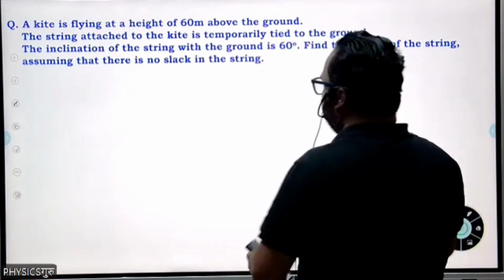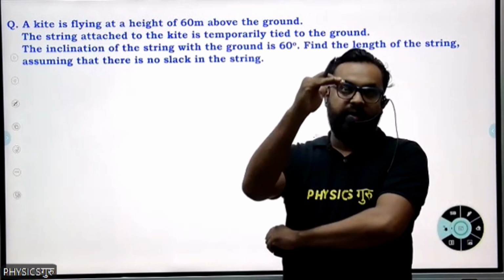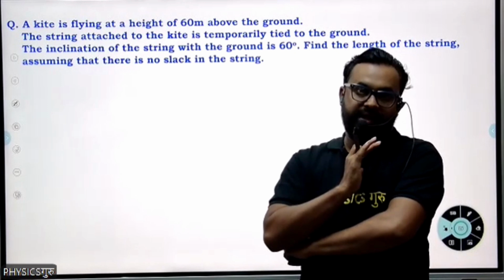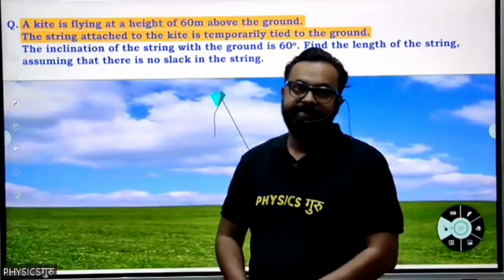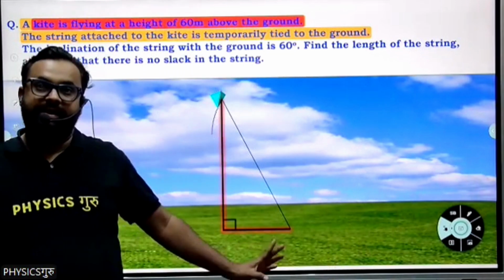The question says that a kite is flying at a height of 60 meters above the ground. The string attached to the kite is temporarily tied to the ground. The inclination of the string with the ground is 60 degrees. So inclination is given as 60 degrees. So this angle is 60 degrees.